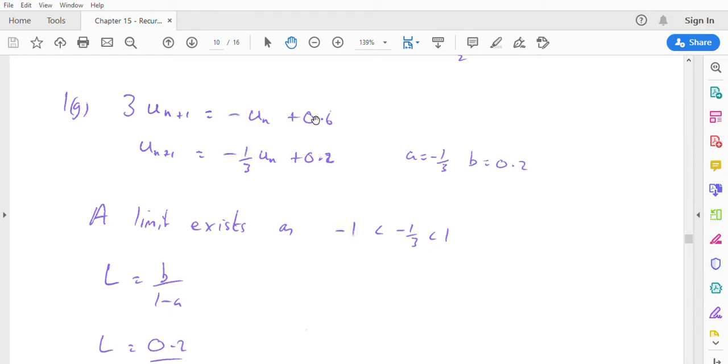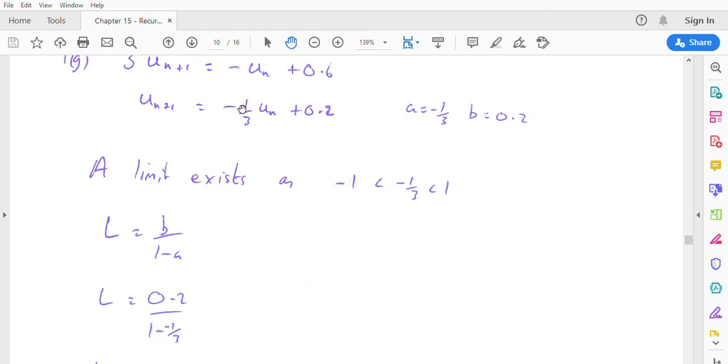1g, we need to get this into the correct format. At the moment we have 3un plus 1. So thinking back to the equation of a straight line at National 5, if we have 3y equals 6x plus 9, we would divide every single term by 3. So in this question, we're going to divide every single term by 3 to make un plus 1 the subject of the formula. And then after that, we're just carrying out the same steps as we did in questions 1a and 1c.